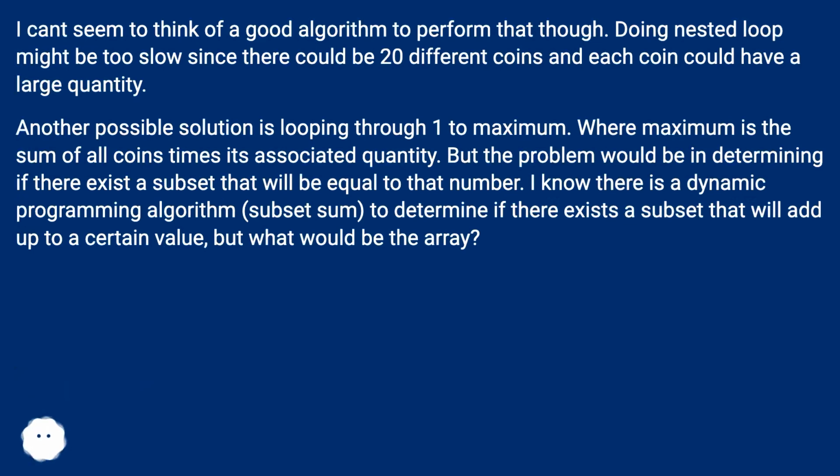Doing nested loops might be too slow since there could be 20 different coins and each coin could have a large quantity. Another possible solution is looping through 1 to maximum, where maximum is the sum of all coins times its associated quantity. But the problem would be in determining if there exists a subset that will be equal to that number. I know there is a dynamic programming algorithm, subset sum, to determine if there exists a subset that will add up to a certain value, but what would be the array?